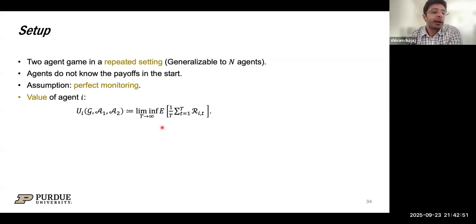So the setup that I will be considering in the remainder of this talk is a two-agent game in a repeated setting. And this is just for ease of exposition. This can be easily generalized to n agents. I will consider that the agents do not know the payoffs in the start. And I will assume perfect monitoring. Recall, perfect monitoring is the one in which every agent can observe the action and the payoff of every other agent. And for the value or the reward, I will consider the long-term average reward obtained by an agent.